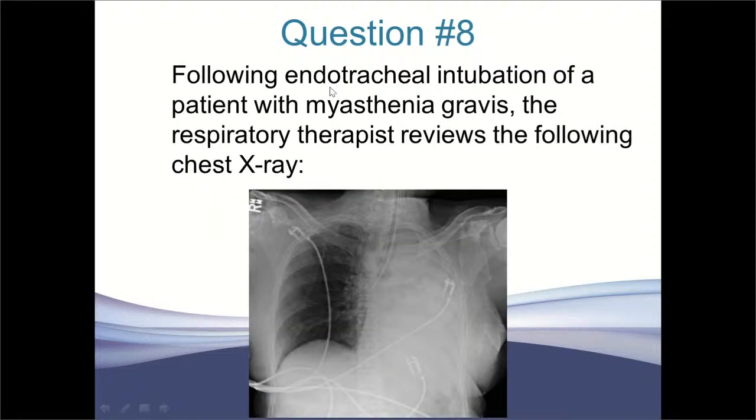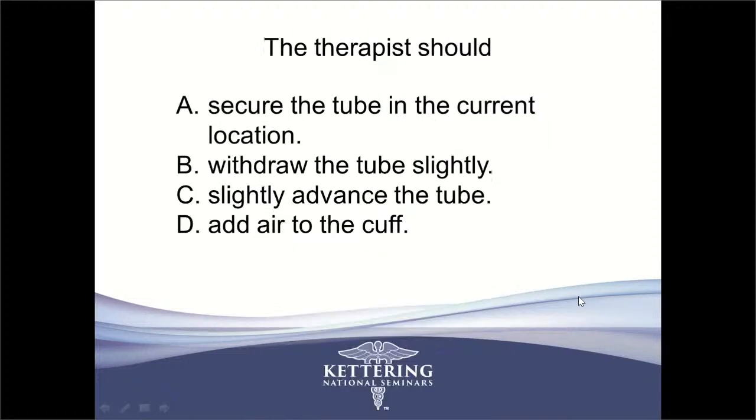Number 8 there, following endotracheal intubation, a patient with myasthenia gravis, the respiratory therapist reviews the following x-ray. And again, I can look at this and see that it's in my right main stem. So this one's collapsed. So definitely I've got my tube down too far. I need to withdraw it. So the answer is to pull the tube back some, okay? Now they don't say pull the tube back, but here's as close as they get to that: withdraw the tube slightly. Okay.